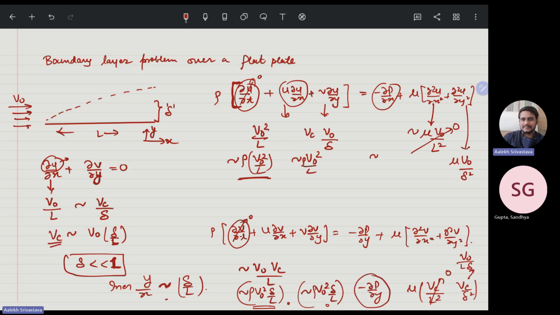Therefore, this pressure term is also one order less significant than the pressure term in the x direction. So this term can be dropped, and this partial derivative changes to an ordinary derivative, that is dp by dx. This is the first assumption. That means the pressure variation will not happen in y but in x. So in y, you don't have a pressure variation.